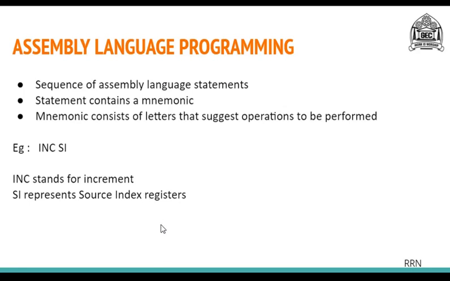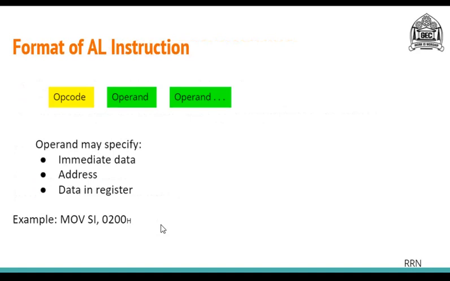Now let's go ahead and we'll see the format of your assembly language instruction. So the format is very simple. As you can see on your screen, it can have 2 or multiple elements. So the first element is obviously the opcode, which is the operation to be performed. Opcode is a mnemonic for an operation to be performed. And later there can be one or more operands.